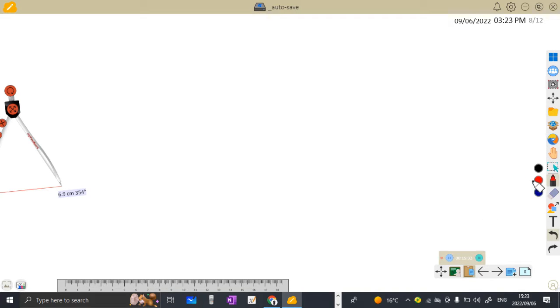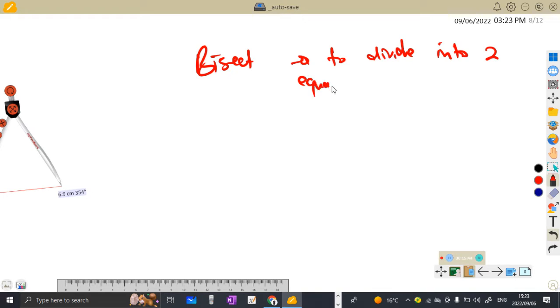Before we talk of bisecting angles, what is to bisect? To bisect is just to divide into 2 equal parts, or 2 equal what? Portions. Okay, that's the spelling there, just cross-check your portions. That is to divide into 2 equal parts or 2 equal portions.